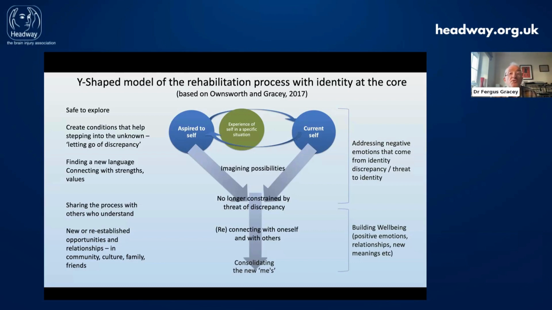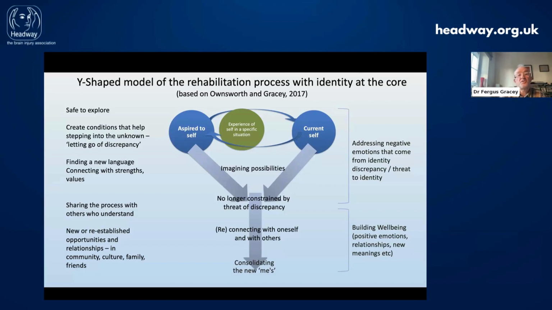The Y-shape model is a model of the rehabilitation process with identity at the core. It's a way of thinking about how we engage with people with a brain injury and their families around the topic of identity, and how we organize their rehabilitation around identity, alongside the things that we're maybe more familiar with, like goal setting and strategies, but how we make the identity element the primary bit.